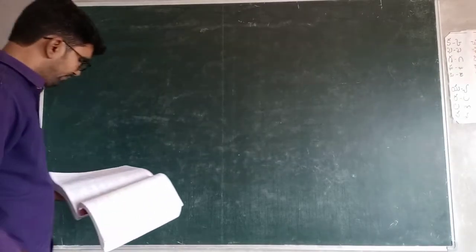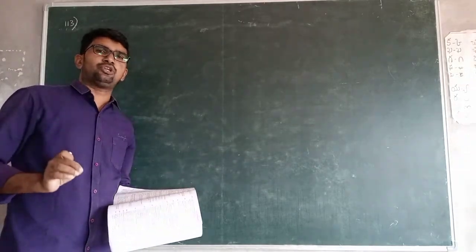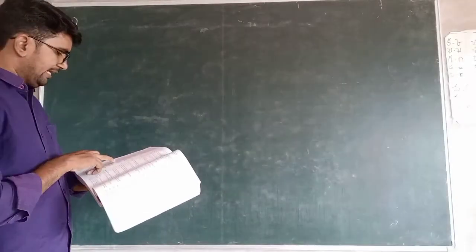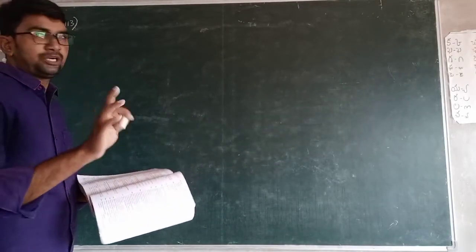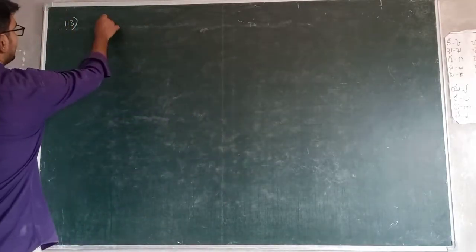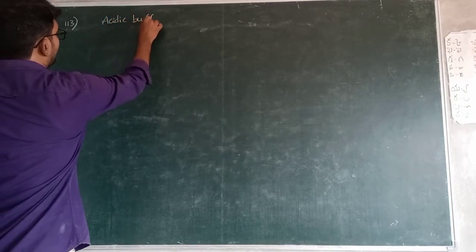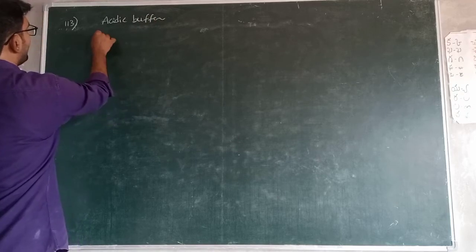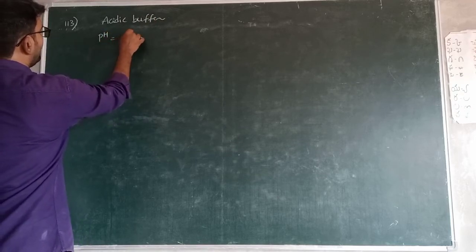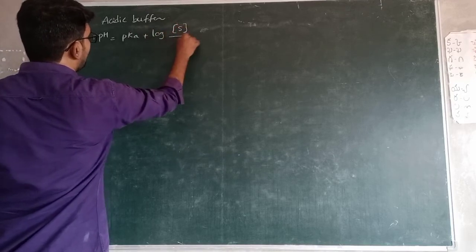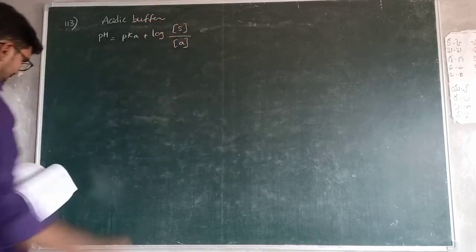Next one, 113. Two buffer solutions A and B are present, each made with acetic acid and sodium acetate. Simply it is an acidic buffer. Clear information. For acidic buffer, what is the formula? pH is equal to pKa plus log concentration of salt by concentration of acid. We know that.